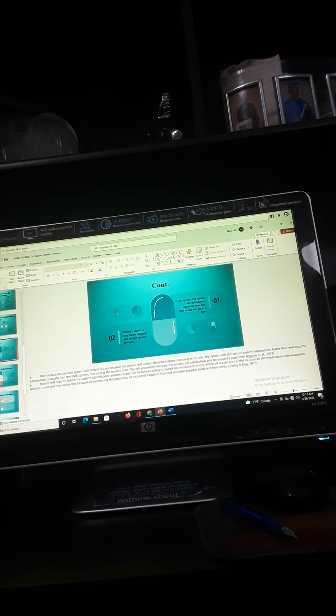Nurses will need to follow the patient identification process as per the healthcare policy to avoid any medication errors. When all the nurses are careful to observe the medication administration policies, it will cost the facility less because of minimizing the possibility of increased length of stay and potential lawsuits from sentinel events. Ching and Koo 2017.